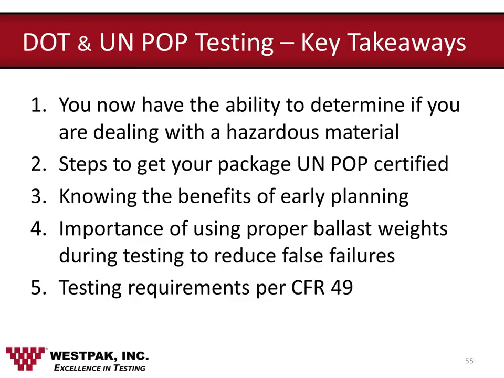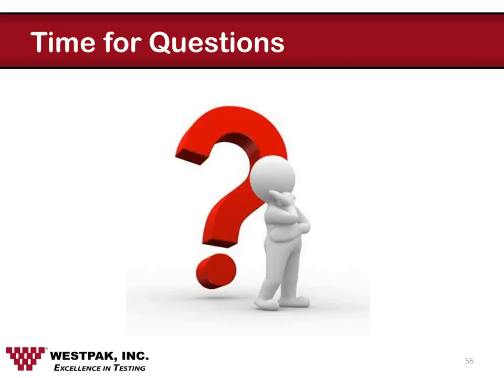But then if you were to take away anything today, Jorge and I would like you to take away these 5 points. 1, the ability to determine if you're dealing with hazardous materials. We showed you how to do that. 2, steps to get your package UN POP certified. 3, knowing the benefits of early planning, because it can be a long process. 4, the importance of using ballast weights during testing to reduce false failures, because that happens very, very often. And then 5, just the testing requirements per CFR 49. And that ends our presentation.